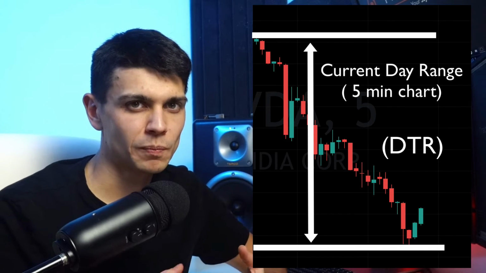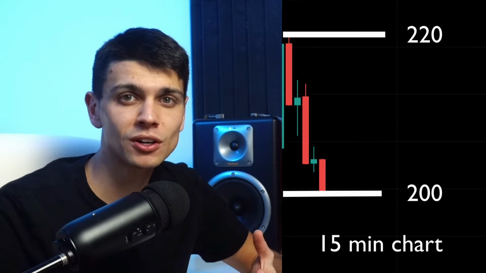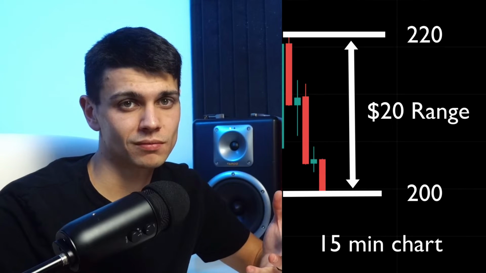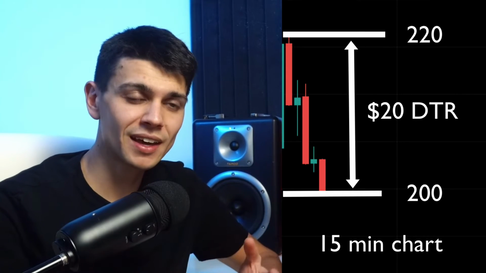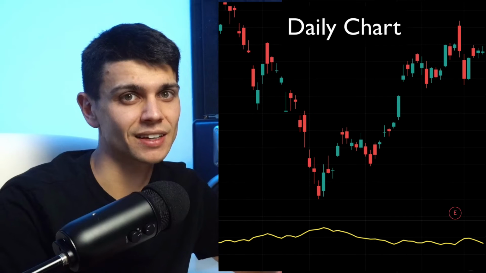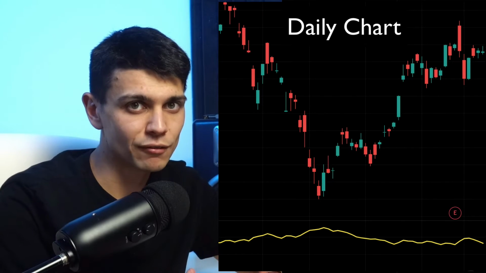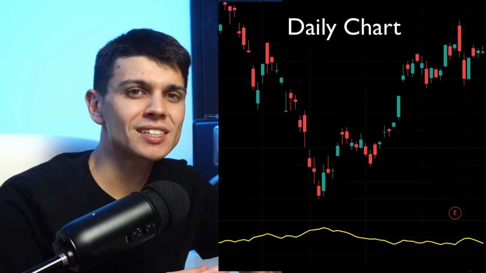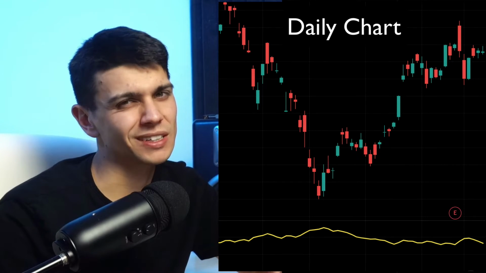For example, if the stock dropped from 220 to 200 in the first hour of the market being open, this is a $20 move. So this would be a 20 DTR or day range. A trader might then look at the daily ATR, so the average move that this stock makes in a day, to see how big this move really is.